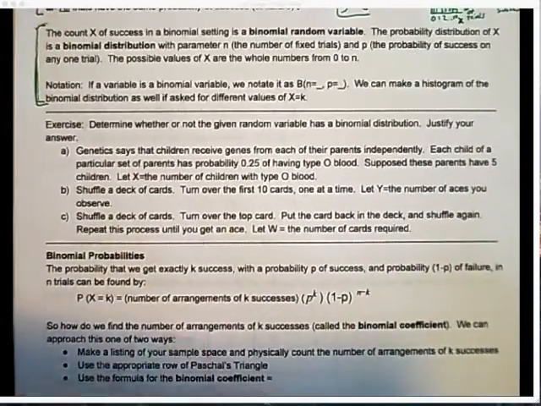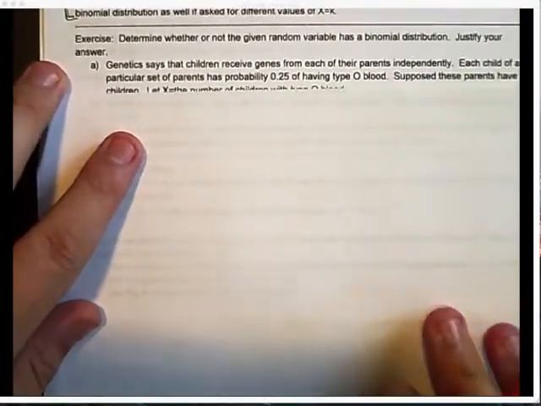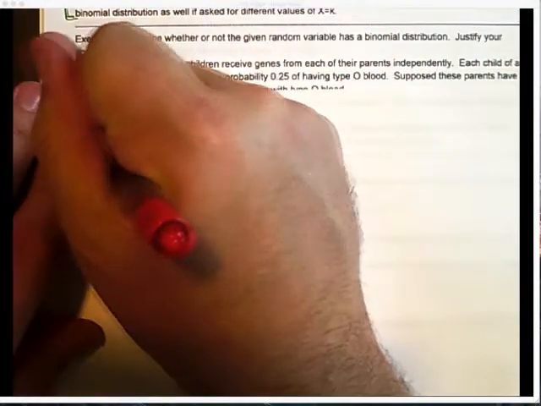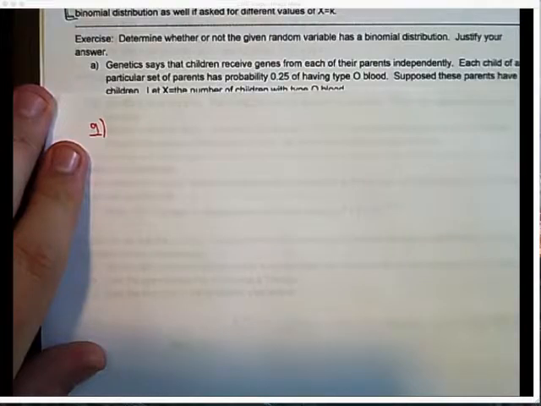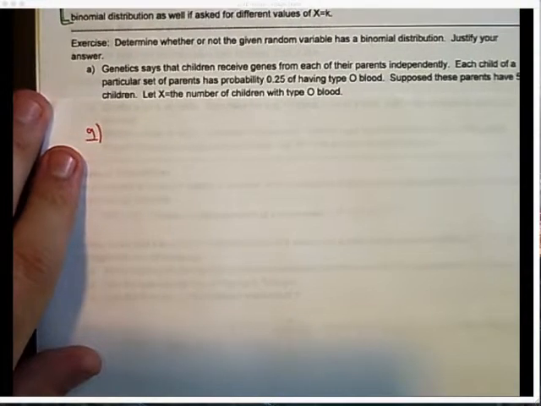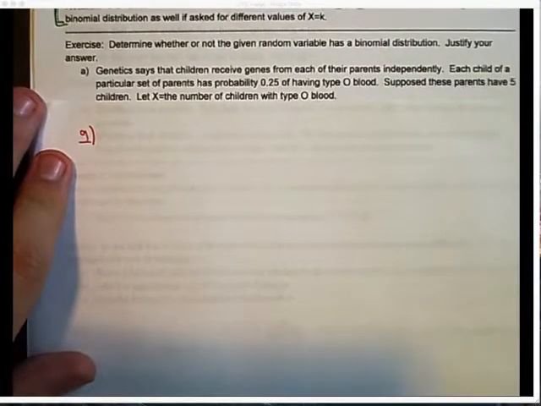So let's do this exercise. I'm actually going to do this exercise on another piece of paper, so we're going to take it one piece at a time. Part A says determine whether or not the given random variable has a binomial distribution. If it does, it has to be a binomial variable. It has to meet the 4 conditions.